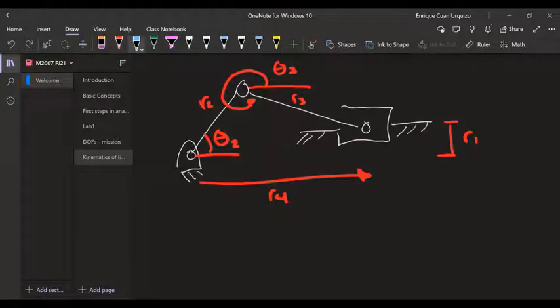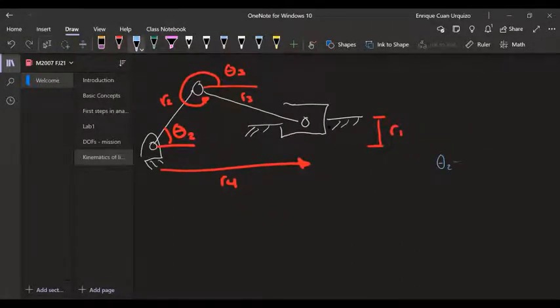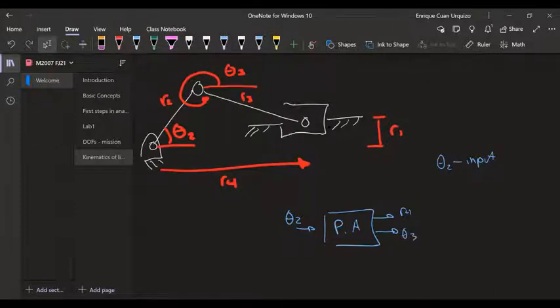All I need to say to the guy that is reading this, or yourself, is that theta 2 is the input. Now, if I'm aiming to solve the position problem of the slider crank, and I'm telling you that the input is theta 2, what can you get as output from this analysis? Which are the things we need to look for? R4. How far the slider is, so R4. What else? Theta 3. The only two remaining, right? It's not very hard. So theta 3 and R4 are the outputs of the position analysis of the slider crank.